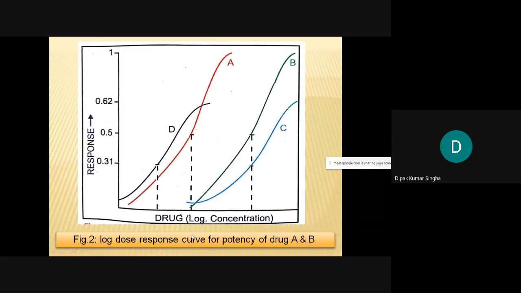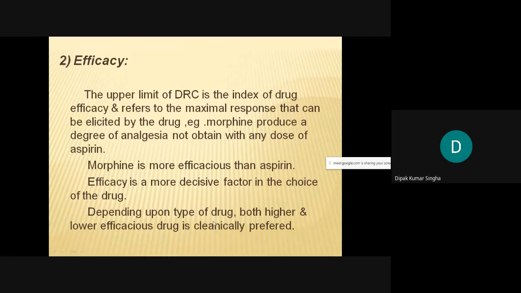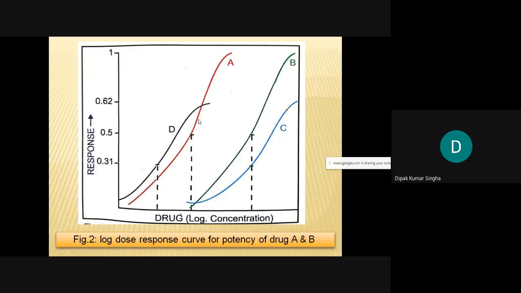The log dose response curve for the potency of drug A and drug B, with the log concentration of the drug on one axis and the response on the other. That's why we use the log concentration and the response, rather than the drug concentration alone, and it gives different types of logs.